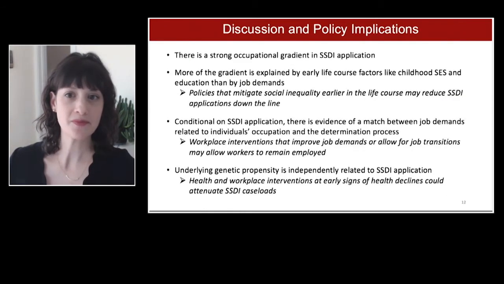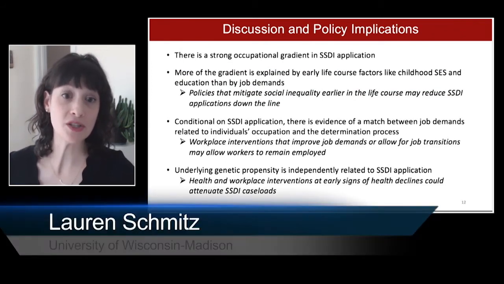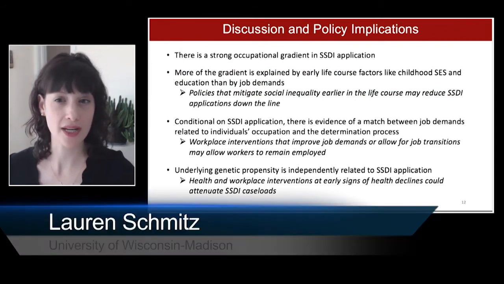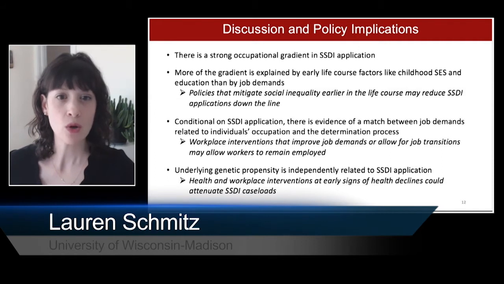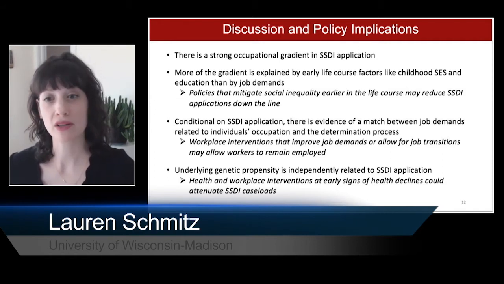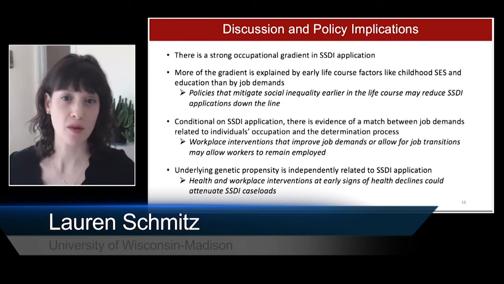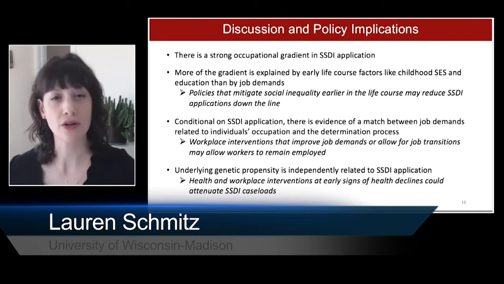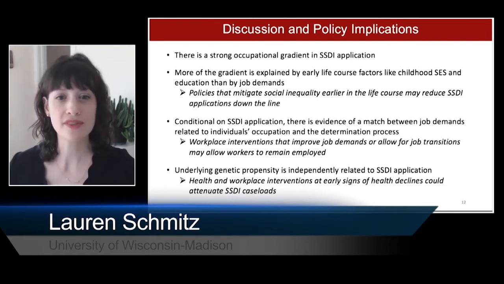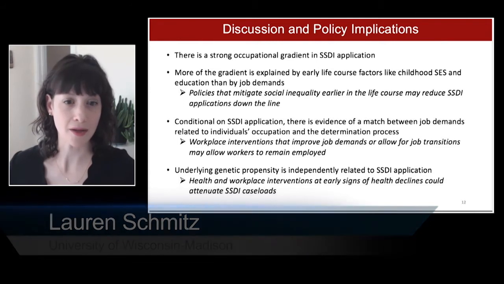So just to wrap up, we do find that there's a strong occupational gradient in SSDI application. We find that more of the gradient is explained by early life course factors like childhood SES and education than by job demands. And so what we think this signals for policy is that policies that mitigate social inequality earlier in the life course may reduce SSDI applications down the line.